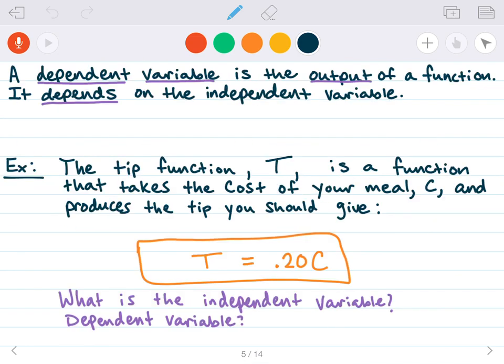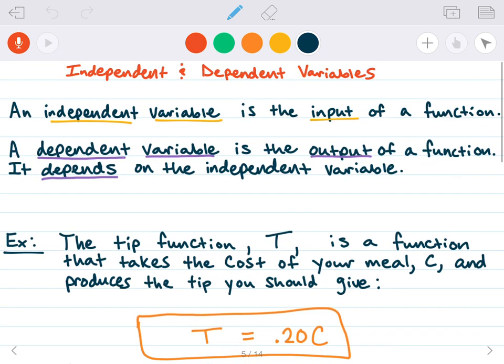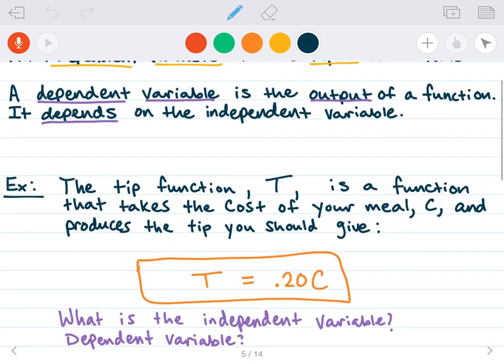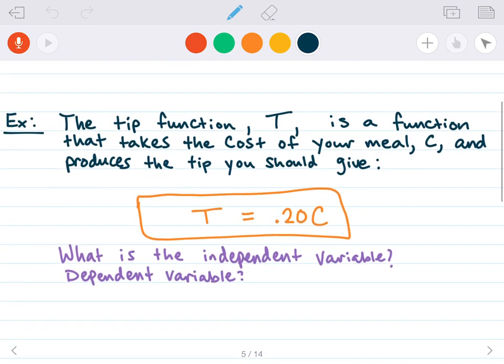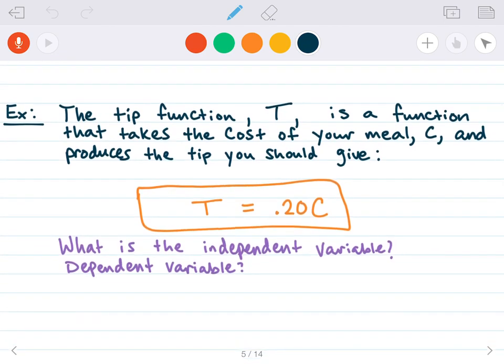Okay, so let's talk about independent and dependent variables. An independent variable is basically just the input. A dependent variable is the output. And we call it dependent because it depends on the independent variable. So let's look at a real life function. Whenever you go to the restaurant, typically, if your waiter or waitress has done a good job, you usually leave them 20% for a tip. And the way that you do it is you just multiply 20% by the cost of your meal.